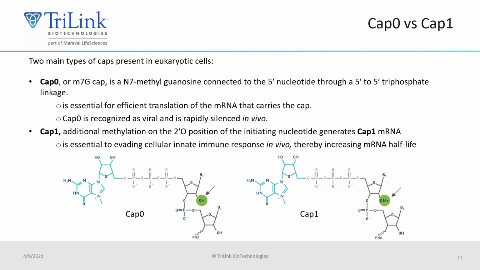Then if we shift the focus over to the cap1 structure on the right, you'll notice that that 2' OH group has been replaced by a 2' O methyl group in the green circle. That's what designates a cap1 structure, essential to evading cellular innate immune response in vivo, and also increases the mRNA half-life and therefore allows for higher and longer expression.